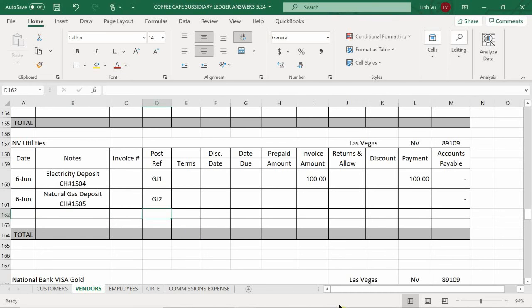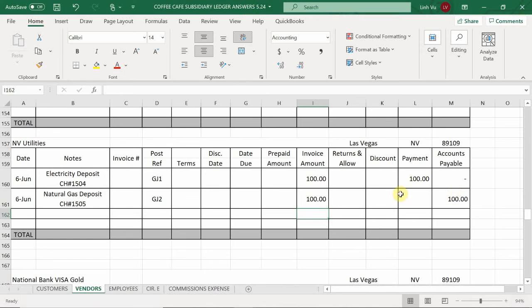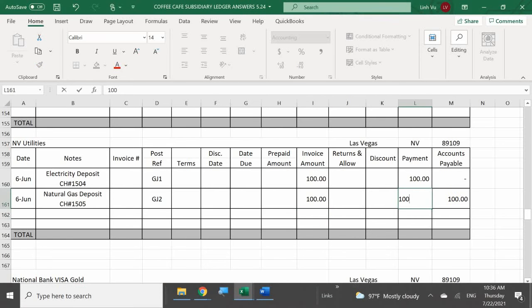So once again, this one is general journal number 2. Okay. And once again, I'm going to fill in the information exactly how I have it, right? The invoice amount that I had to pay was $100, and I made that payment with check 1505.